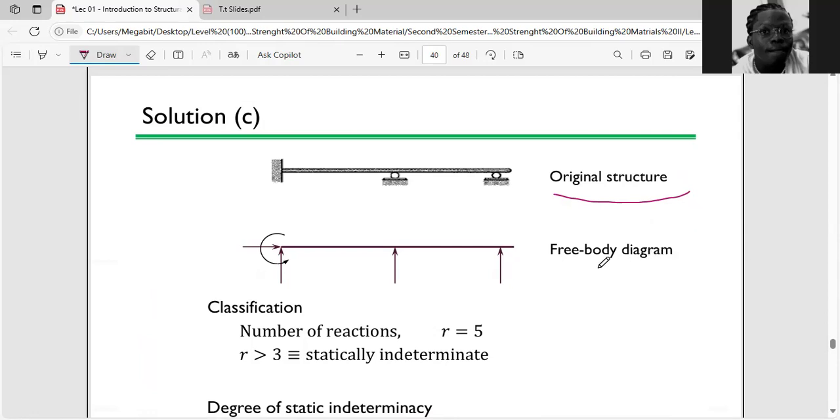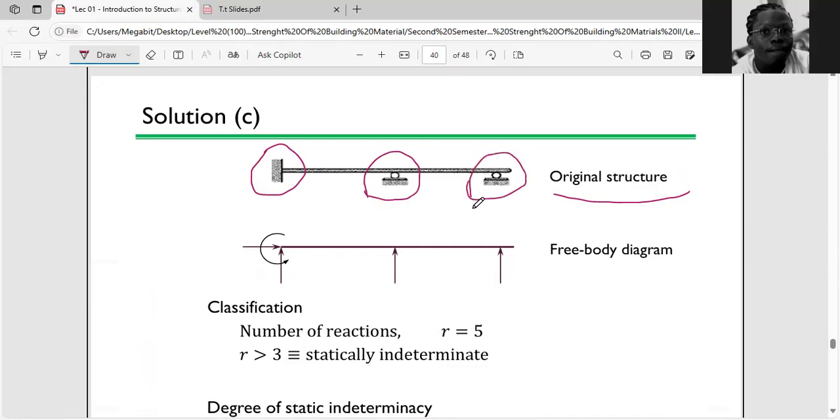Then from there, you come and draw a free body diagram. And after drawing the free body diagram, or even before you draw it, you have to take note: how many supports do I have in there? Let me count my number of supports. I have 1, 2, 3. Okay, I have 3 supports.